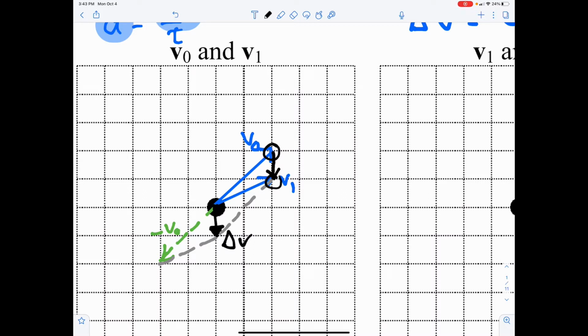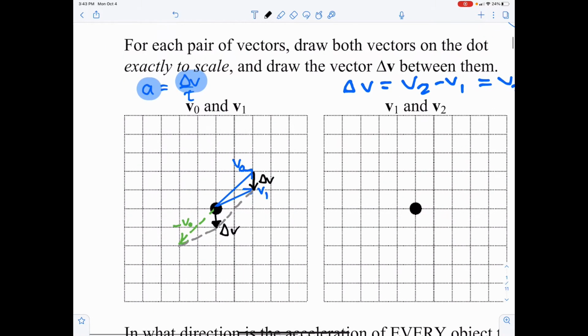From the tip of one vector to the tip of the other vector. And you can see that that arrow is exactly the same length, which means same magnitude, and the same direction as the arrow that was drawn from the dot. This is a much faster way to come up with this result.